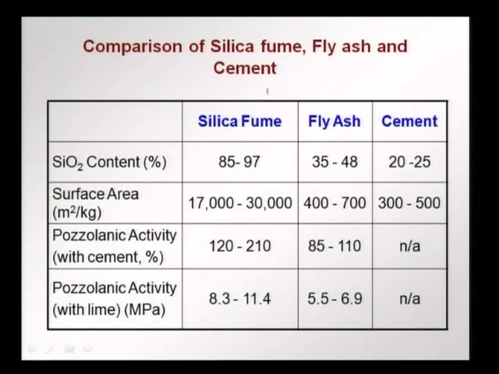The most important pozzolanic admixtures as far as we are concerned here are silica fume and fly ash. We see that silica fume has a much higher silica content than fly ash. We have cement here in the last column for comparison. In terms of surface area, silica fume has much higher surface area than the other two. This means that silica fume is very fine, it is much smaller in size, and therefore it can react fast and also fill up the space between the particles of cement and fly ash.